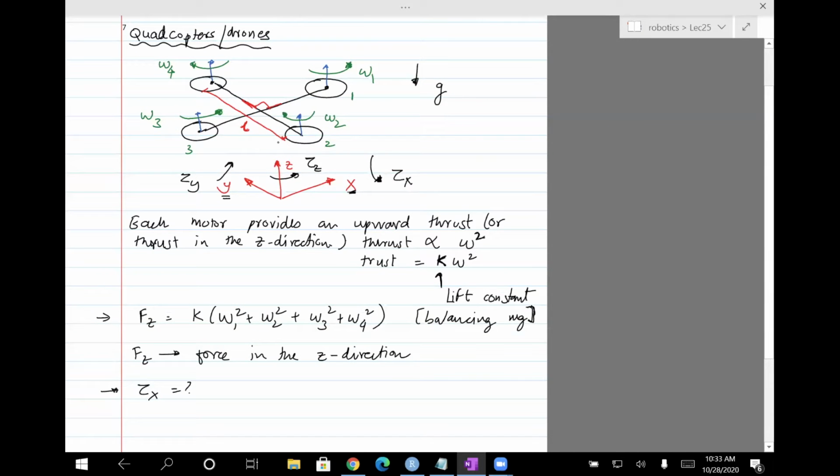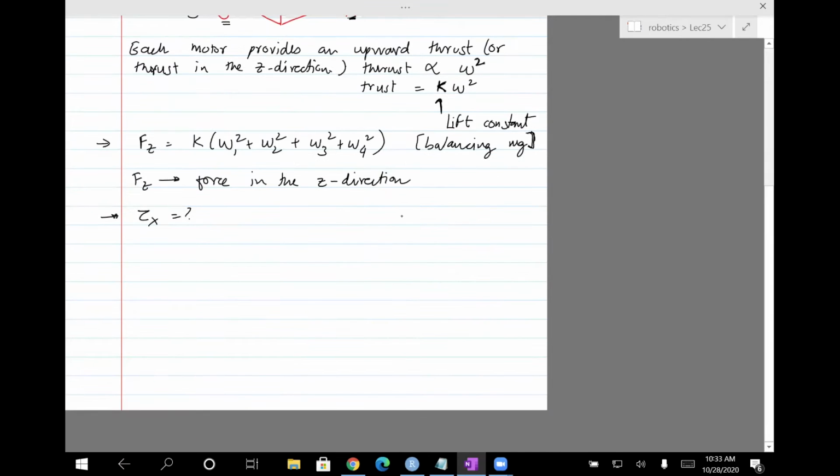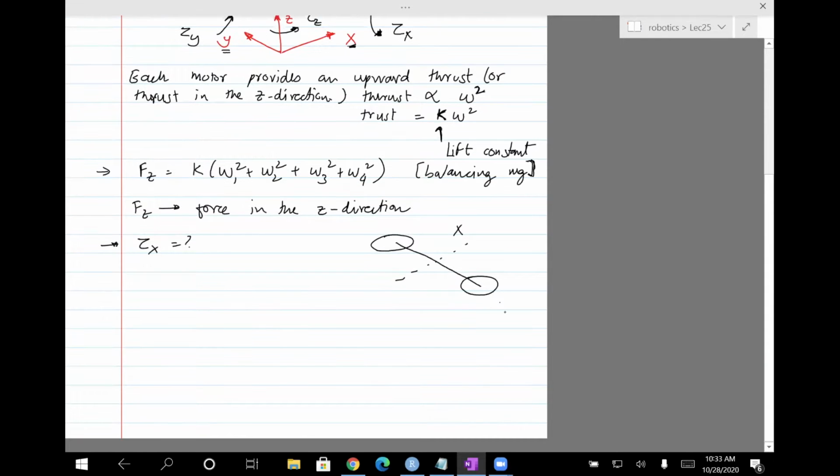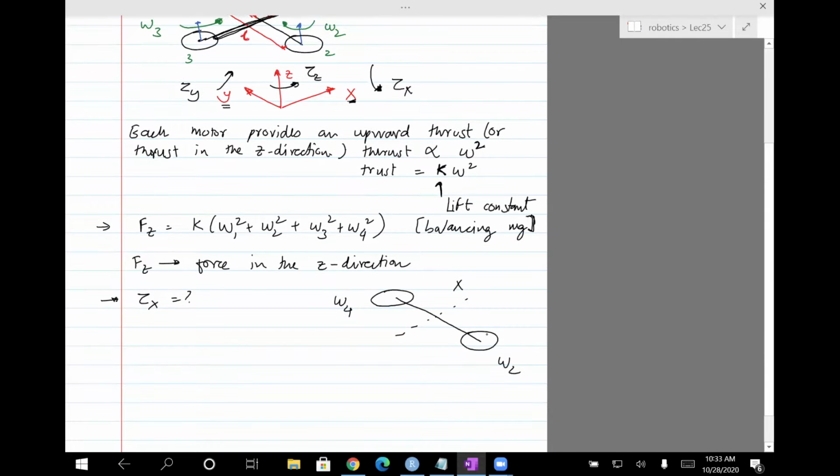Okay, so in order to rotate about the x-axis, what I need to do is, see, this is the x-axis, so I need to rotate about this axis. Let me redraw the figure here. This is the x-axis, and I'm only going to draw these two motors, omega 2 and omega 4, and they are spinning in that direction.